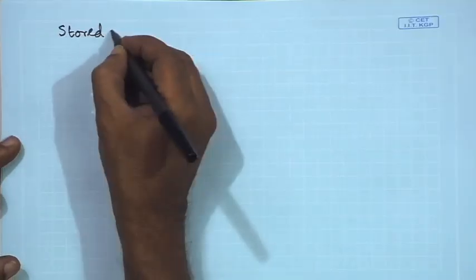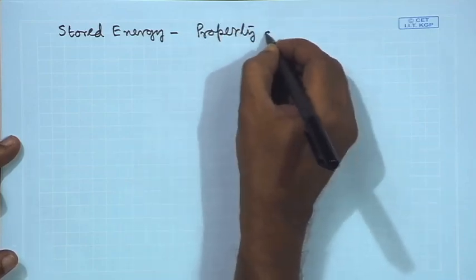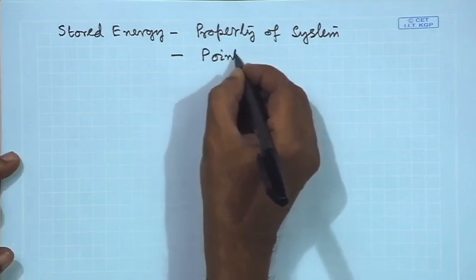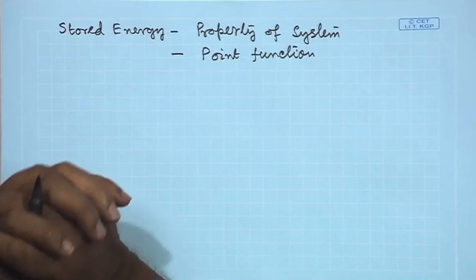So, there is a distinction between them, and to appreciate or understand this distinction is very important. What is that distinction? Stored energy is a property of the system. It is a point function. So, it gives the thermodynamic state and it is a point function. That means, if we know the thermodynamic state, then we will be in a position to tell what is the stored energy.